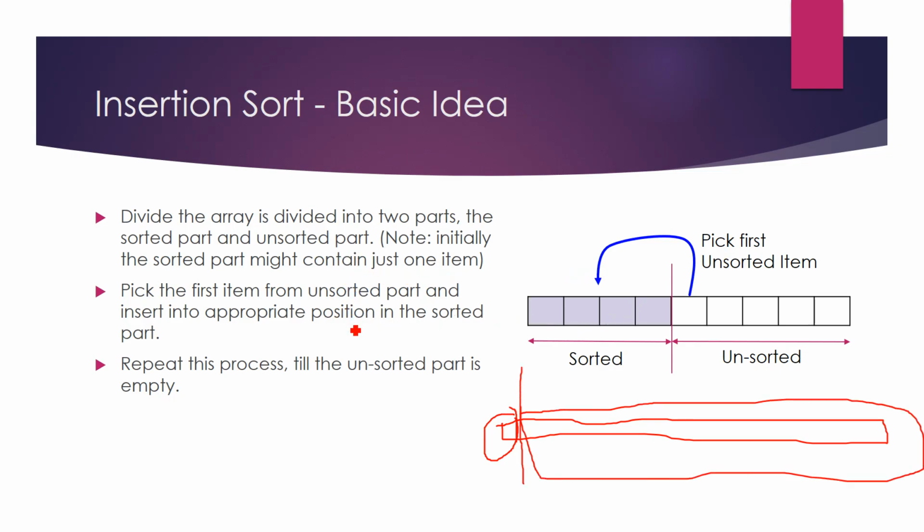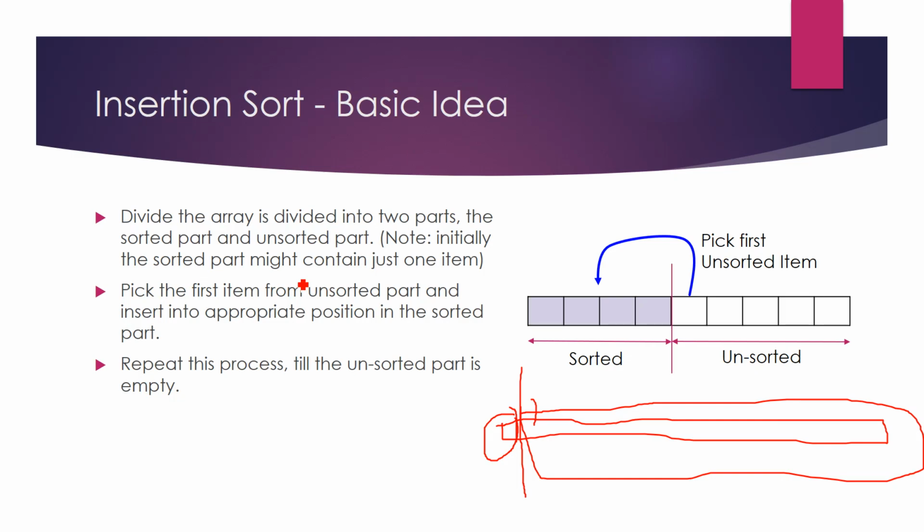So this is how I'll start, by dividing my array into two parts, and then from the unsorted part I'll just pick the next item that comes, whichever item comes, and then I will go through my sorted list which is already there and insert it into its appropriate position.